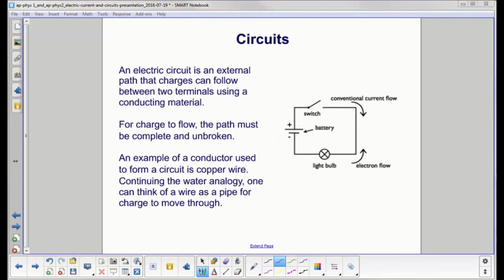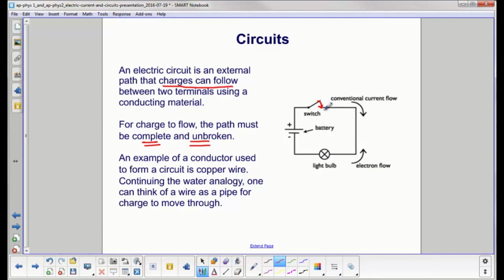Here's our first electric circuit diagram. An electric circuit is an external path that charges can follow. Charges are moving along the electric circuit between two terminals using a conducting material such as copper or aluminum. For charge to flow, the path must be complete and unbroken. If you don't have a complete path, no circuit flows. No current flows in the circuit. For example, if this is a switch and it's in that position here, the circuit is broken, no current will flow. This switch would have to be closed like that, and then you will get current.